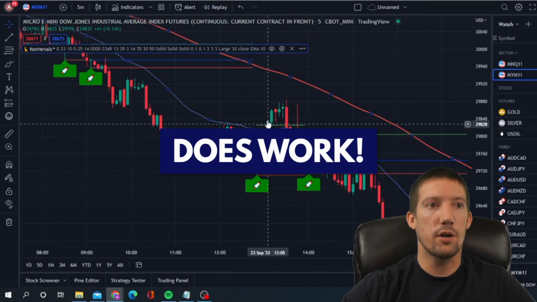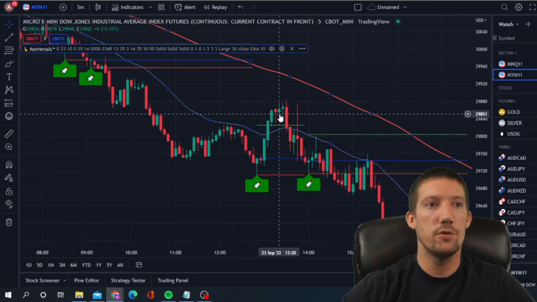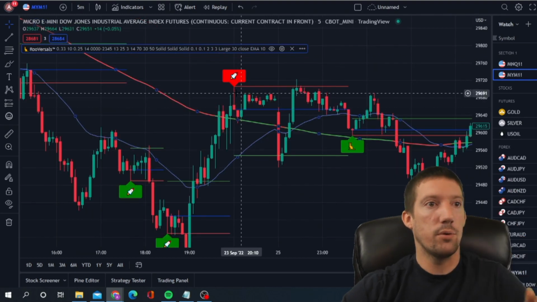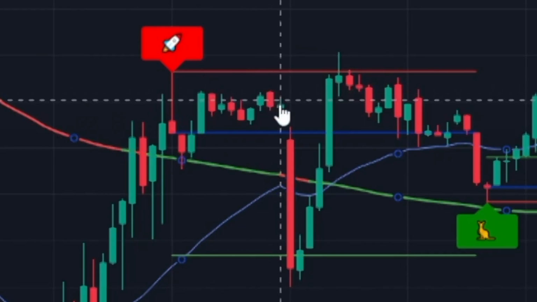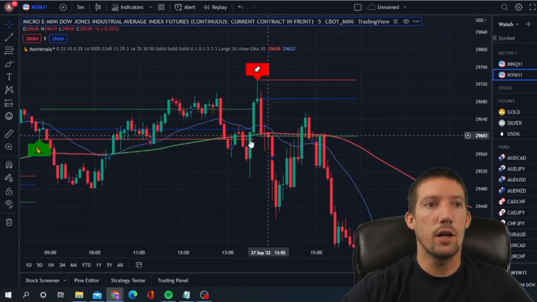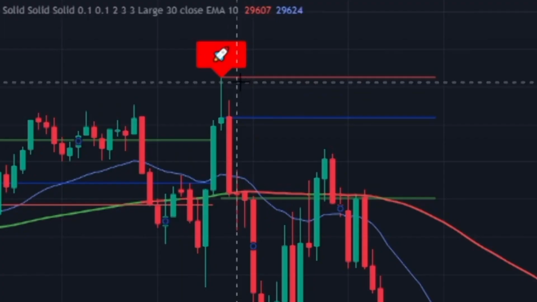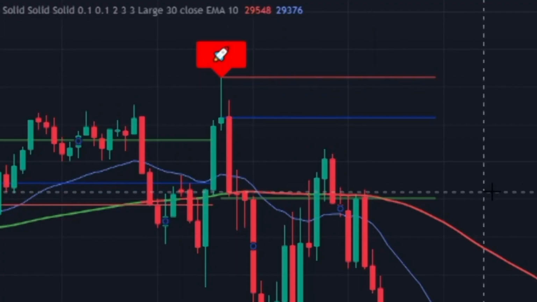But see, it does work even in the downtrends as well. You can still get times where it moves up quite a bit. Okay, so we would have taken this one here, and as you can see, this candle dropped it down to the take profit down there. You can see we're kind of consolidating here, but we're ultimately still in the downtrend. So we have a stop loss up here, take profit down here.